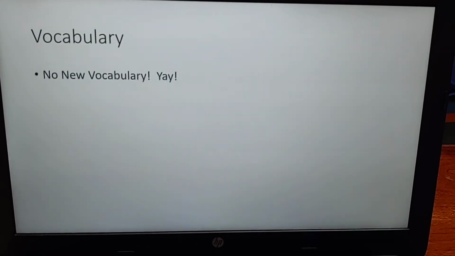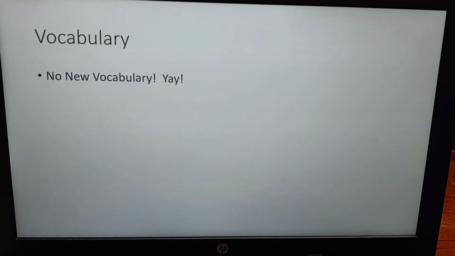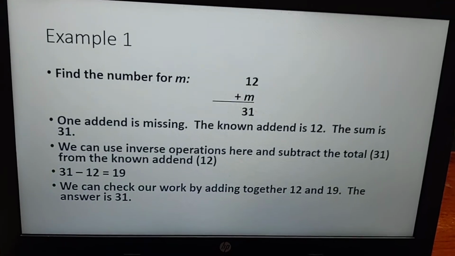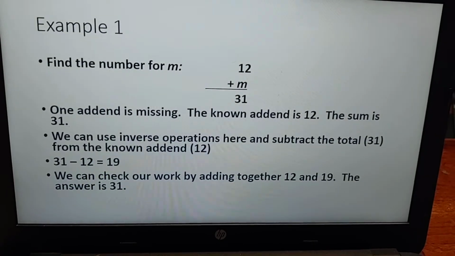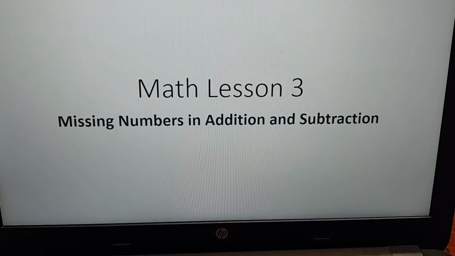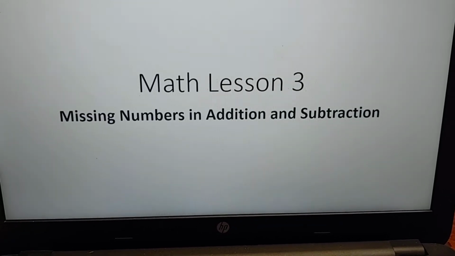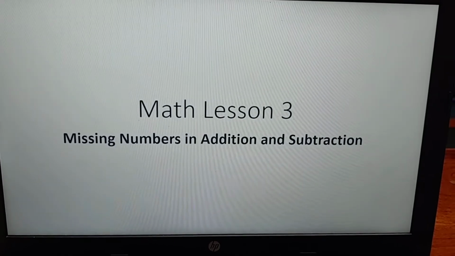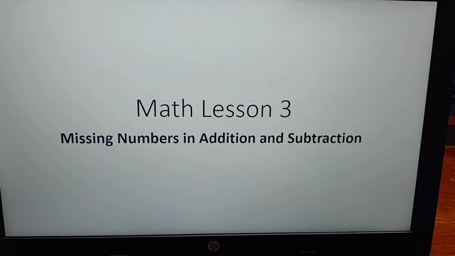No new vocabulary! Yay! Go ahead and get your math journal out. Open up to a new page. Make sure you have the title up at the top of the new page, Missing Numbers in Addition and Subtraction. As always, you can pause the video to write it down.